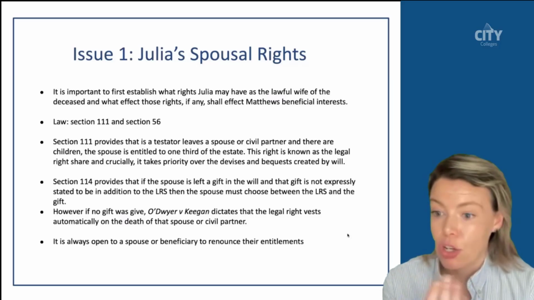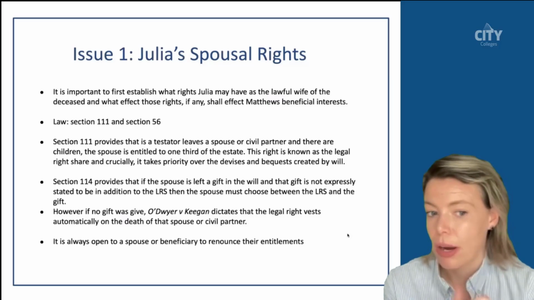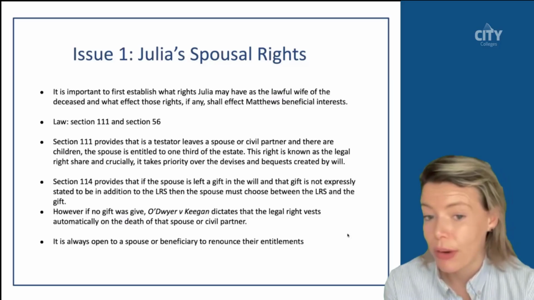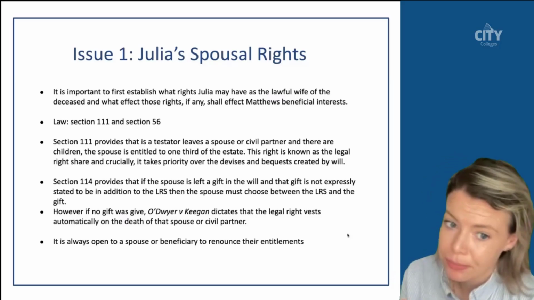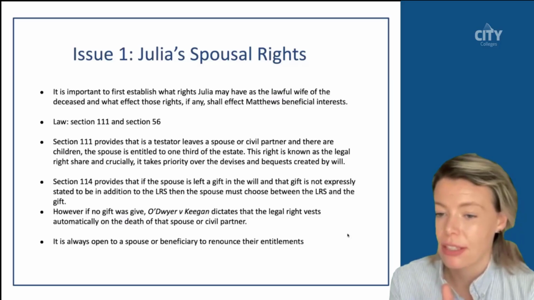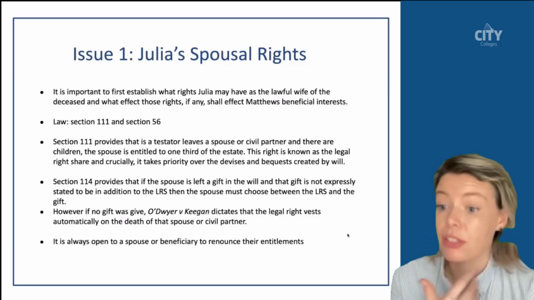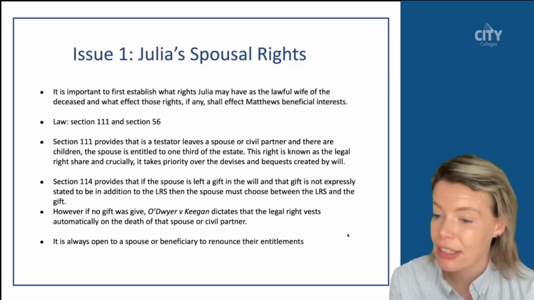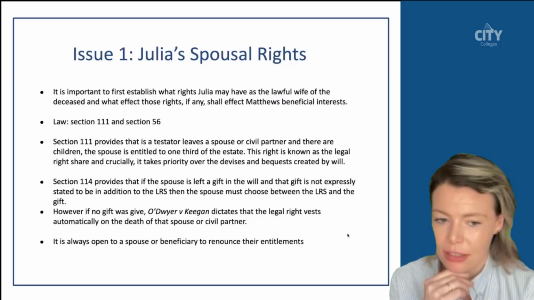In terms of the fact that no gift was in fact given to Julia, we need to look at O'Dwyer and Keegan and section 114 of the Succession Act. So if there's no gift left to Julia, which is the case here, there's an automatic vesting of 1/3 of the estate to the wife here. So if she were to die, for example, without having elected to take her legal right share, that part of the estate is still gone over to her estate.